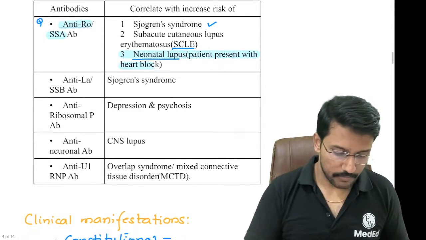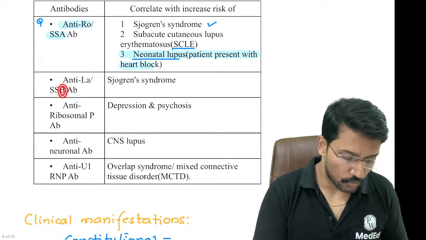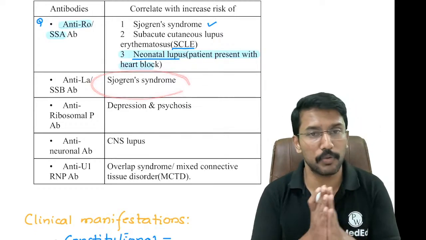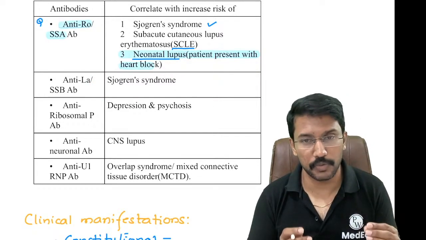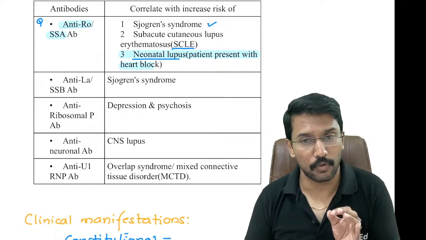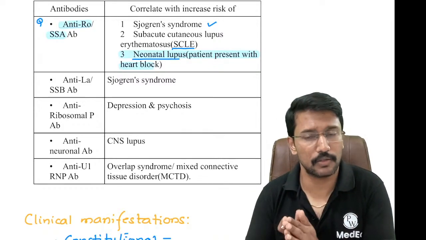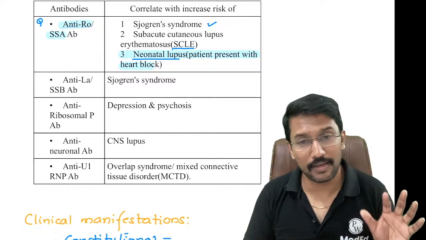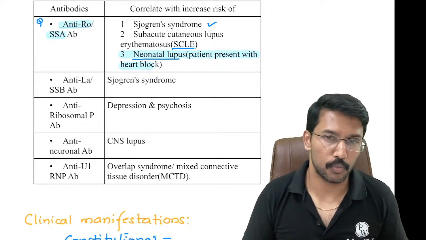Okay. Then we have another antibody, which is Sjögren syndrome B antibody, which only correlates with the risk of Sjögren syndrome. So I would be more than happy if I have a pregnant woman who has anti-SSB antibody, because yes, she might develop Sjögren syndrome, but she does not have the risk of giving those antibodies to the newborn and the newborn developing neonatal lupus or heart block.